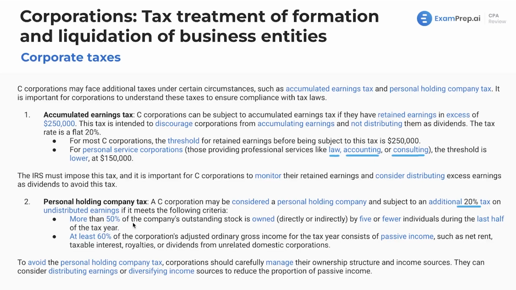More than 50% of the company's outstanding stock is owned directly or indirectly by 5 or fewer individuals during the last half of the tax year, and at least 60% of the corporation's adjusted ordinary gross income is passive income. So really, this is trying to catch holding companies. If you're familiar with what a holding company is, that's what it is. Generally, you could think of a shell company, if that's another term you might be familiar with. These tests are trying to catch a company as being one of those, and if it is, then you're going to get slammed with an additional 20% tax.